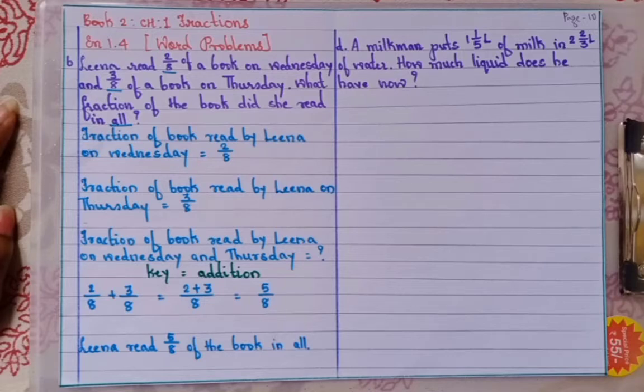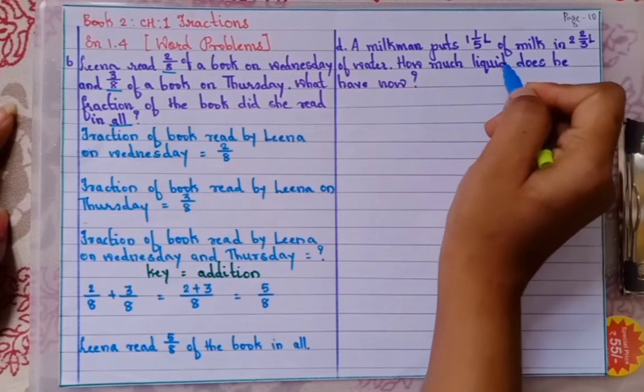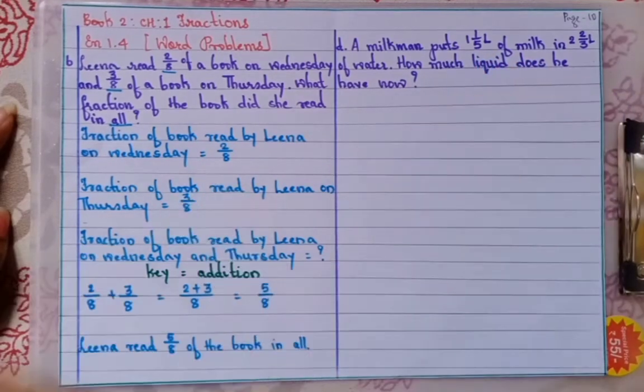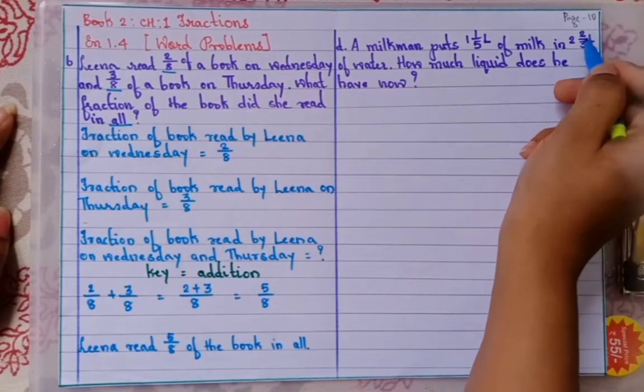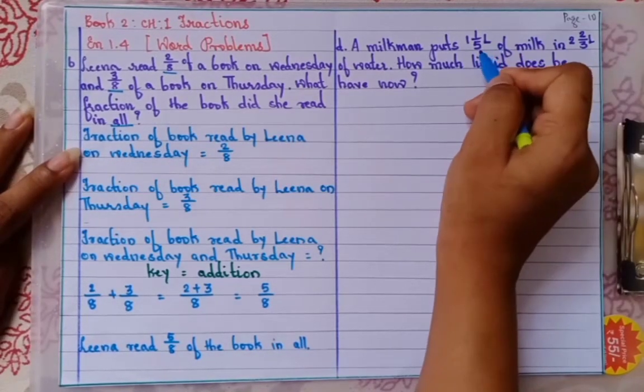How much liquid does he have now? Just see. Sometimes when the milk is very thick, the milkman puts some water in the milk to reduce its thickness and to increase its volume. So how much water has he mixed? He has mixed 2 2/3 liters of water in 1 1/5 liters of milk.